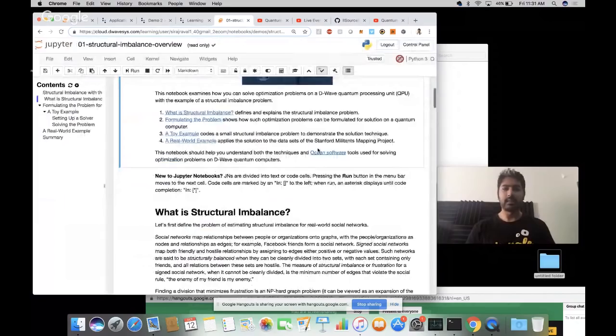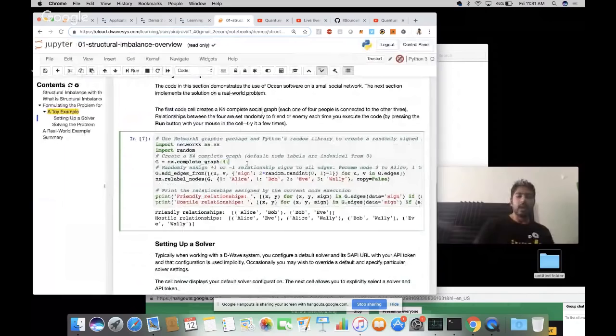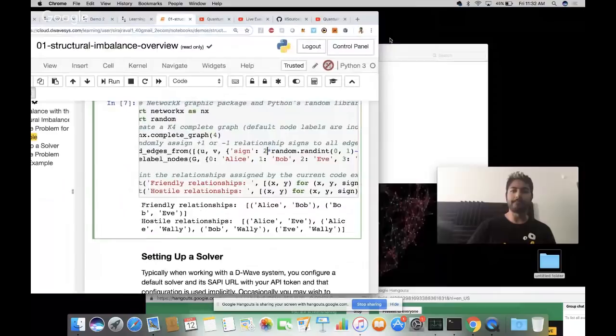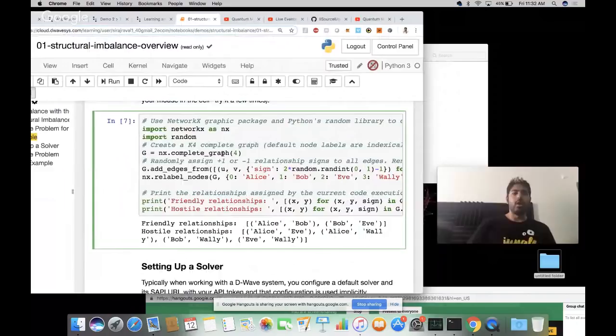So what are we doing here? Let's just compile this. Here is a toy example. Nothing quantum is happening here, okay? All that's happening is we are building a network graph, and there is a set of hostile relationships and a set of friendly relationships. That's it.